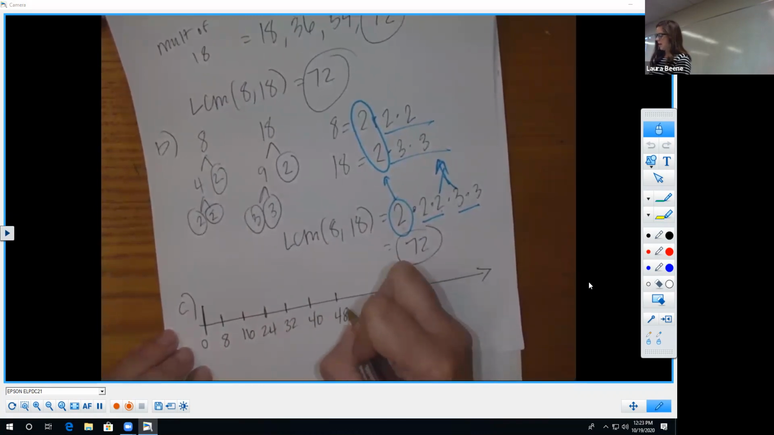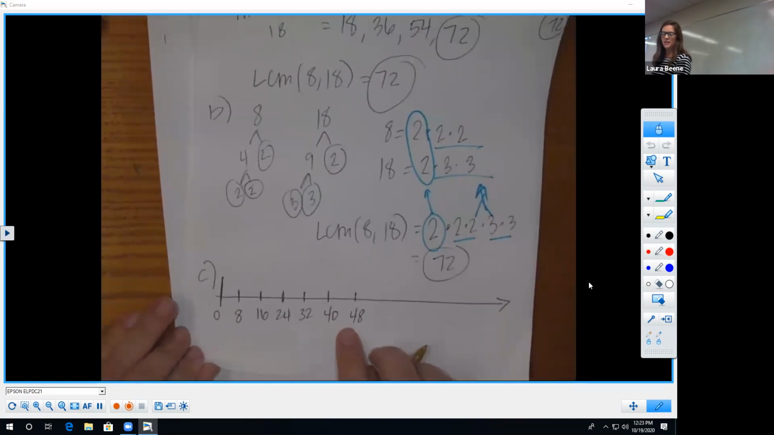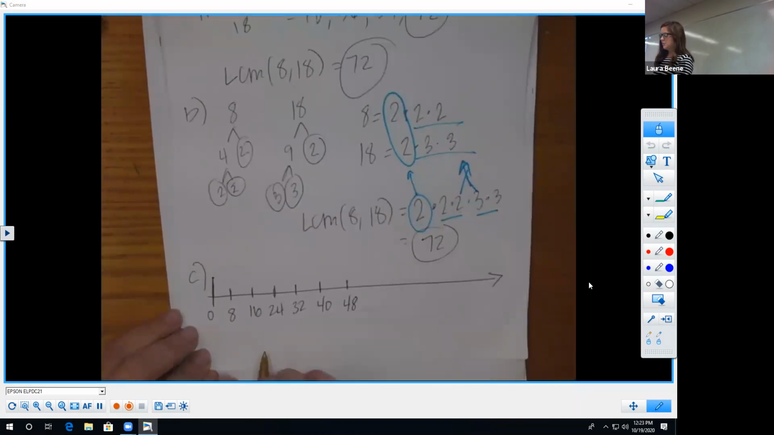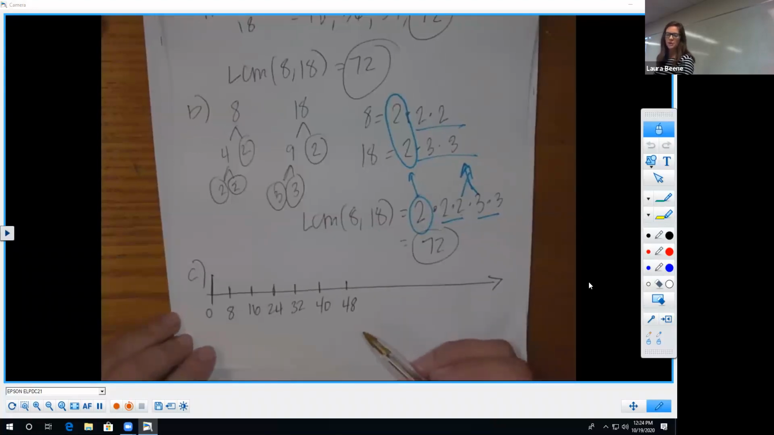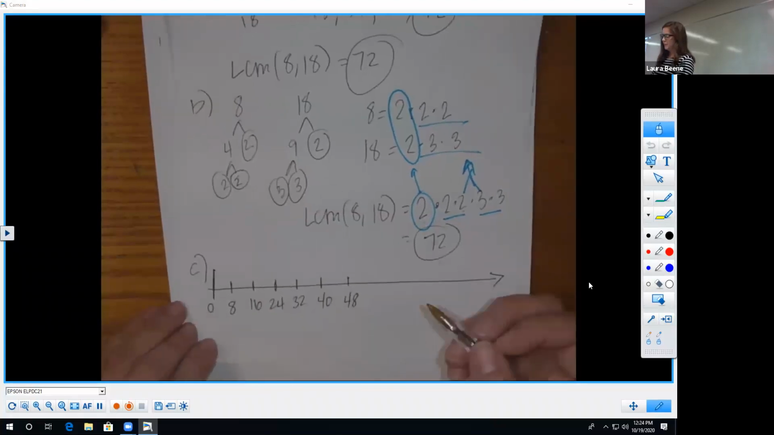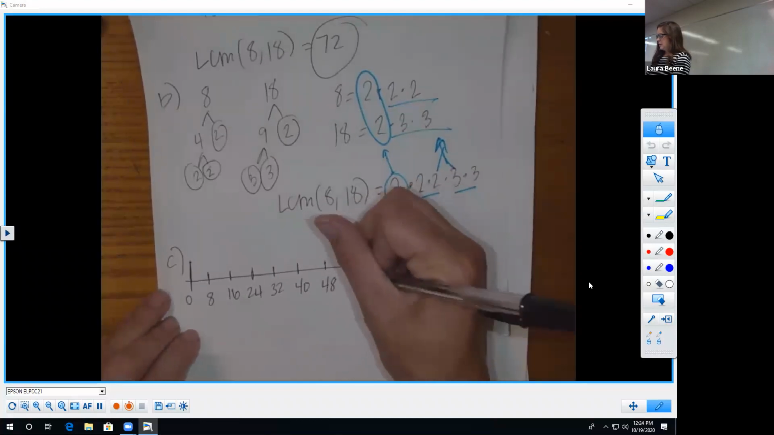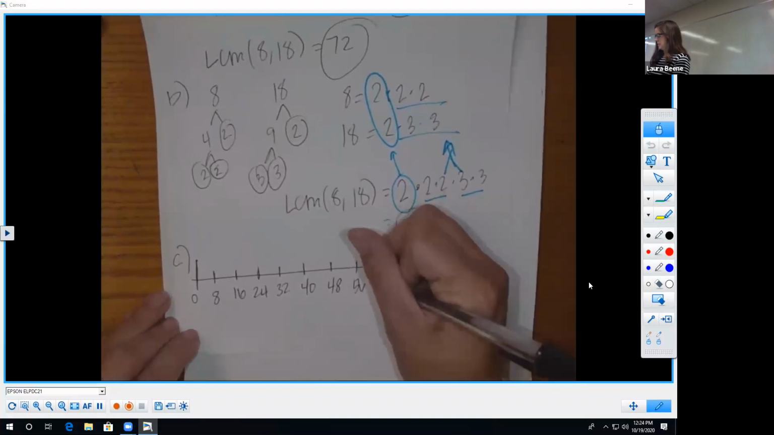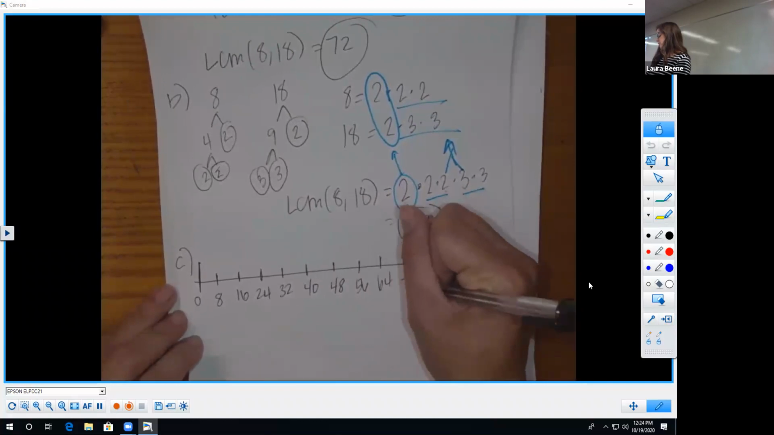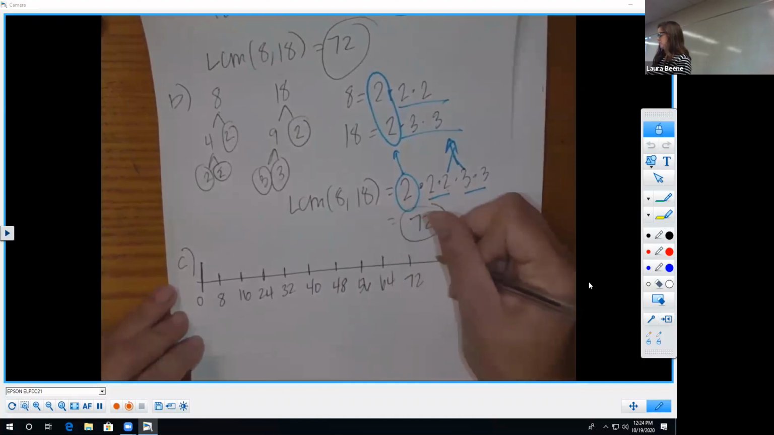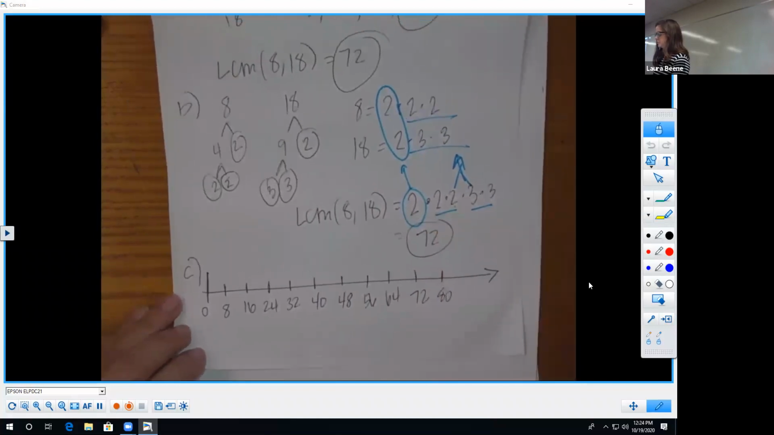I'm putting the multiples of 8 on my number line. Technically, you can make your number line go by 5s, like 5, 10, 15, 20, or go by 10s. It doesn't really matter how you do it. Just put some numbers on your number line. So let's see, 48, 56, 64, 72. That's where they're going to be. I'm going to do one more, 80.